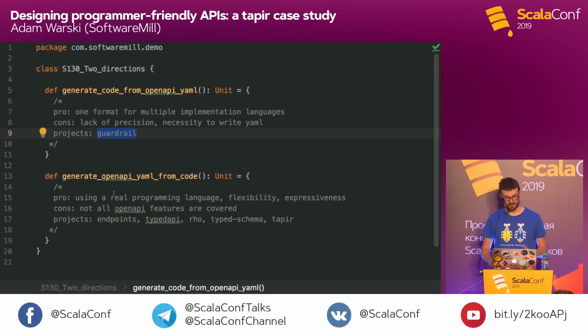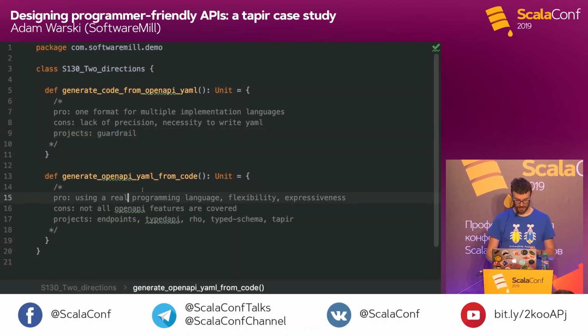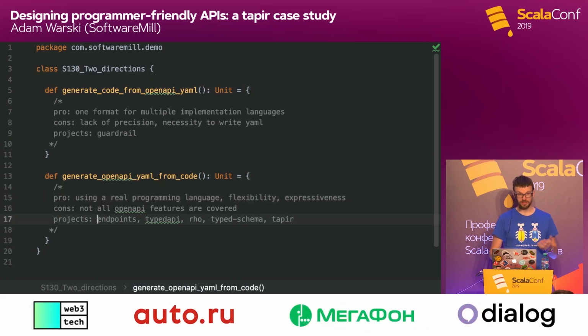Or the other way around is to use a real programming language, such as Scala, for example. So then we get a lot more flexibility. We get abstraction possibilities. We get expressiveness. And there's a number of projects which take this approach as well. There's Endpoints, Typed API, Rho, Typed Schema, and Tapir, which we will cover today.